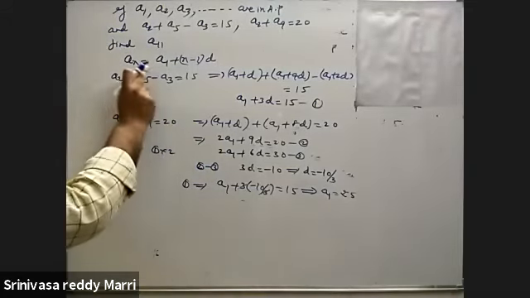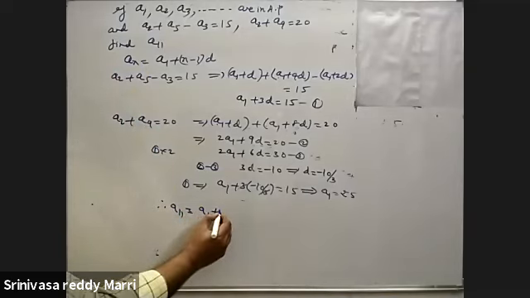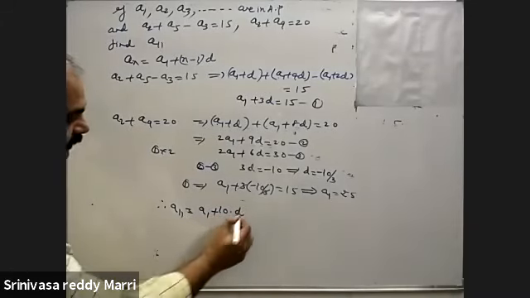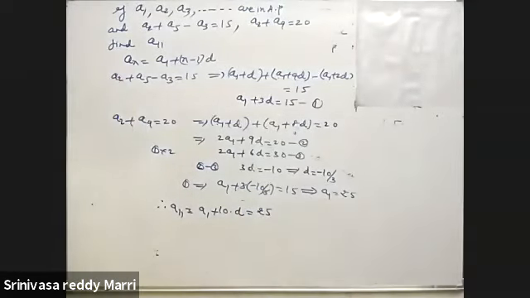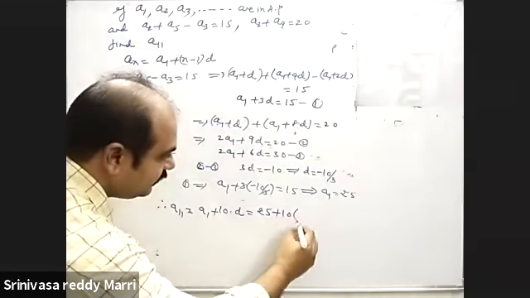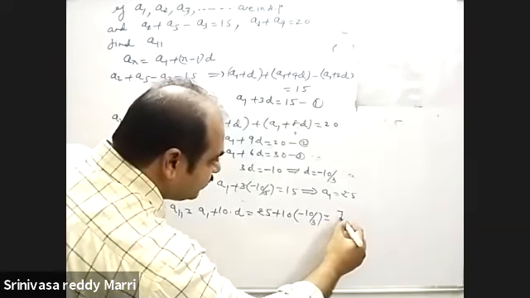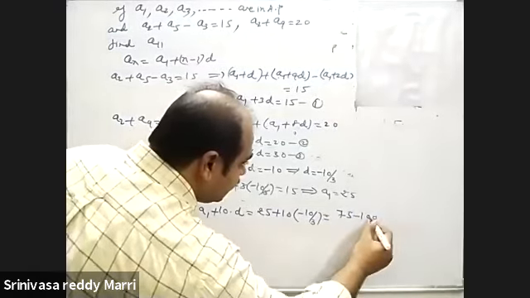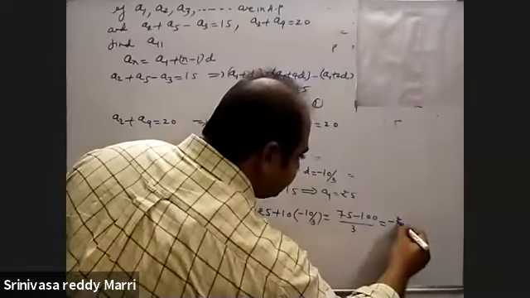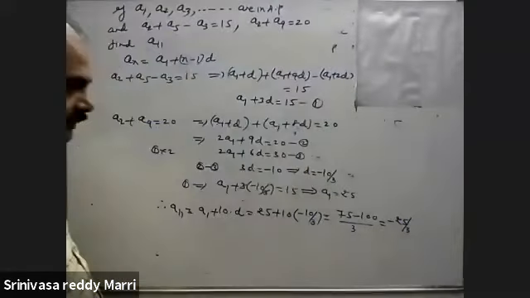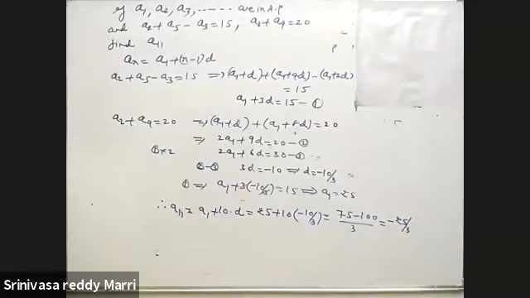A11 in this formula. Therefore, the 11th term of AP is nothing but A1 plus 10 into D. What is A1? 25, plus 10 into minus 10 divided by 3. If you take the LCM, 75 minus 100 divided by 3, 3 is the LCM. So therefore you will get minus 25 divided by 3. So in that AP, the 11th term is nothing but minus 25 divided by 3.